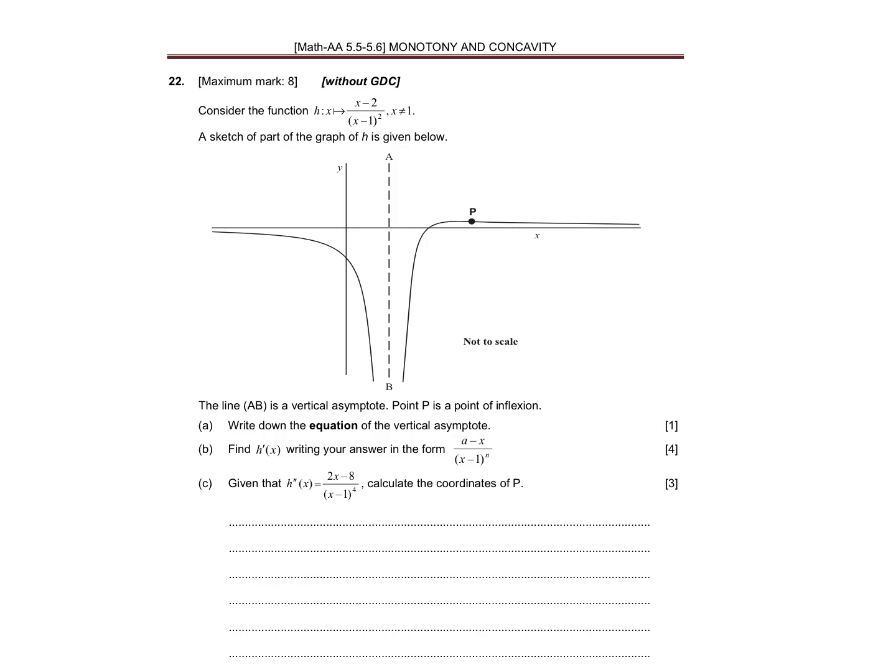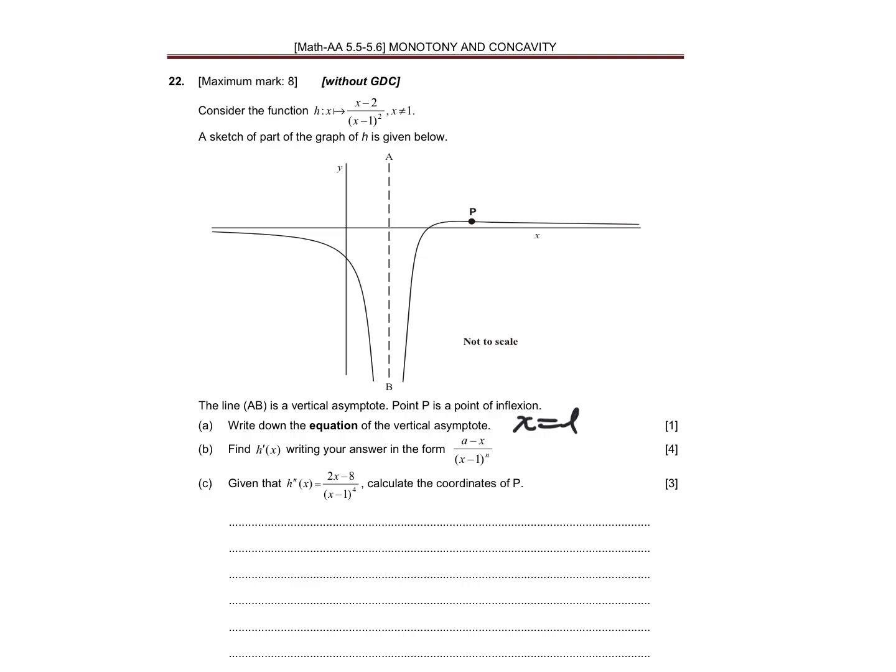Alright, consider this function. X can't be 1. Sketch of part of the graph is given below. The line AB is a vertical asymptote. Point P is a point of inflection. Write down the equation of the vertical asymptote. It's when the denominator is 0, which is at x equals 1.